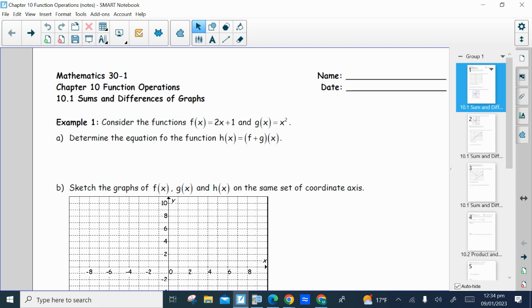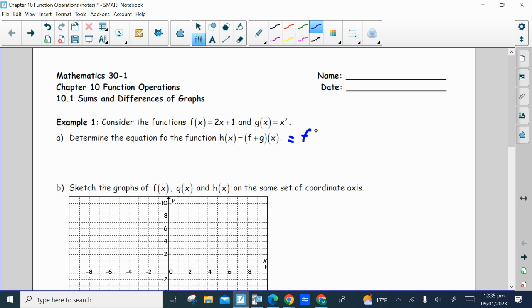Okay, so we've got two functions f and g. Then it says determine the equation to the function h at x, which is f plus g at x. So what f plus g at x means is f at x plus g at x. That's what that means. F plus g at x means you're going to add the two functions together, in terms of x.